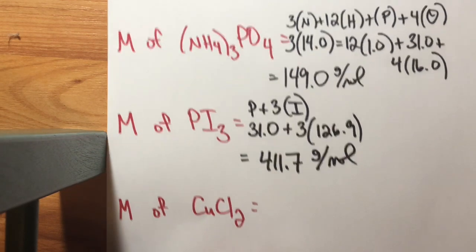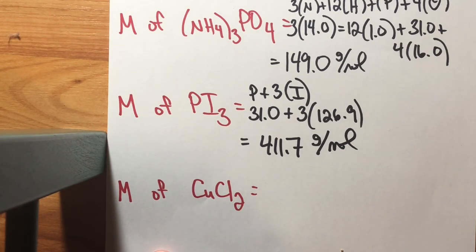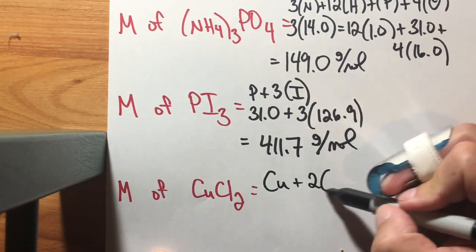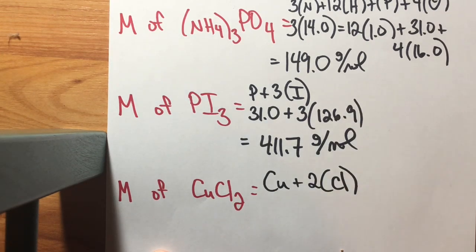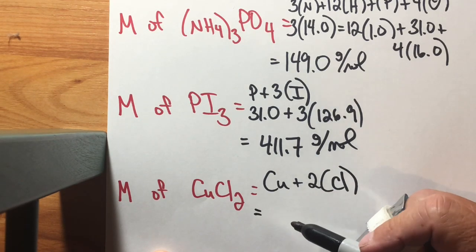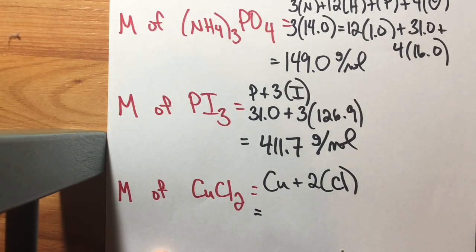The last one we're going to do here, this is copper 2 chloride, or cupric chloride. And again, for this one here, I need copper, and I'm going to need 2 chlorines. Now be careful. Copper's molar mass is 63.546.